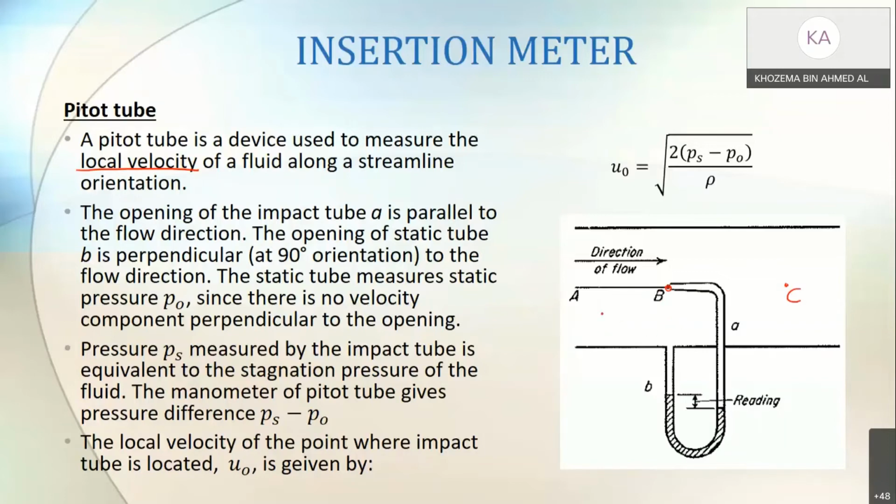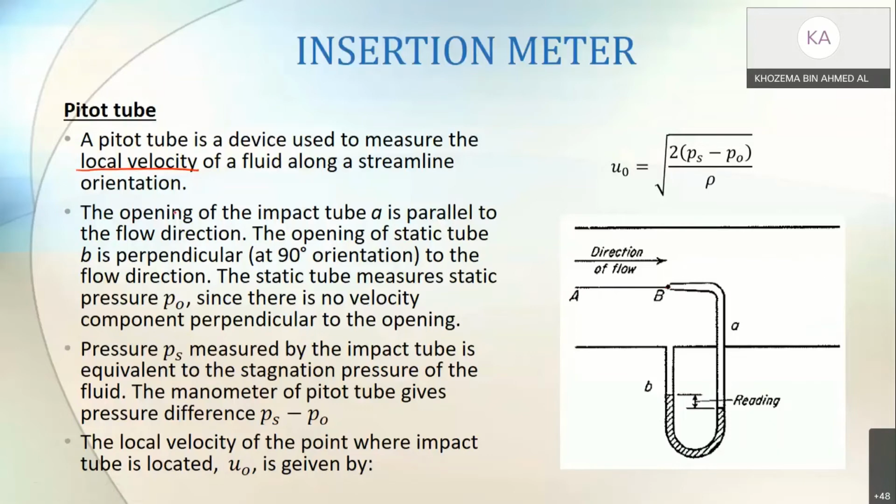For a full bore meter, we say that the velocity at this point, and all the points in your flow channel, is the same. Why do we say it's the same? Because we take the average value. When we are talking about an insertion meter, for example the pitot tube, we are only focused on a very specific point. That's why we call it a local or point velocity.